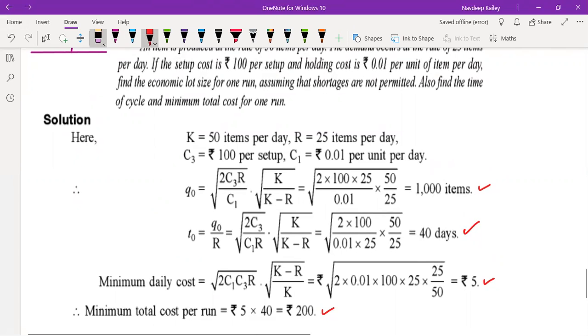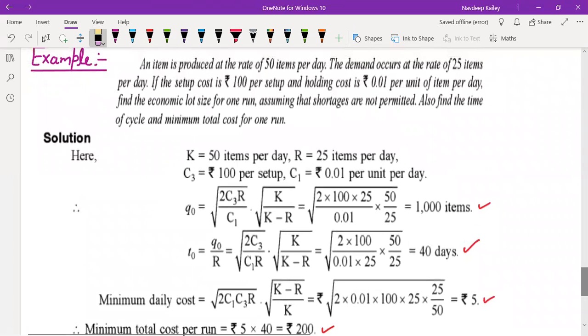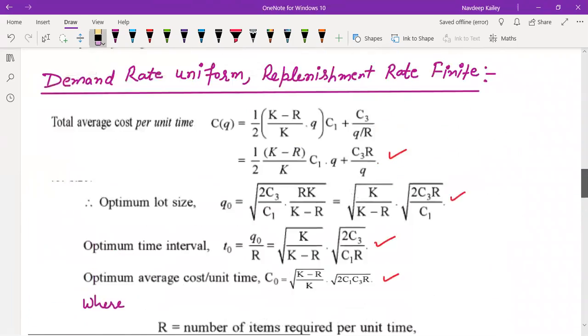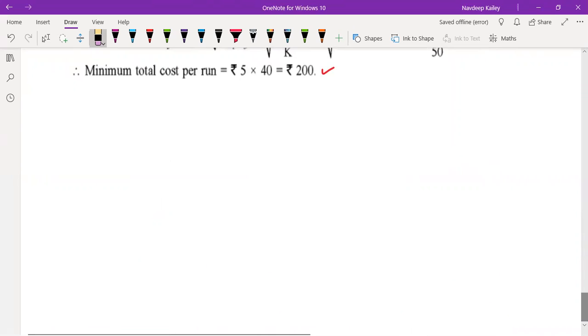In the next video, you can do some more examples on the basis of model 2 and model 3. In the next video, I am going to discuss inventory models with probabilistic demand.